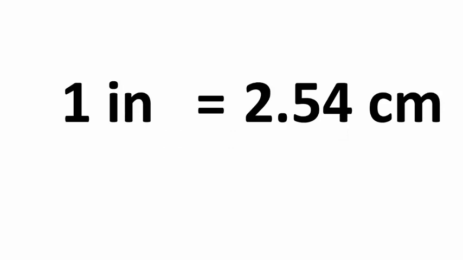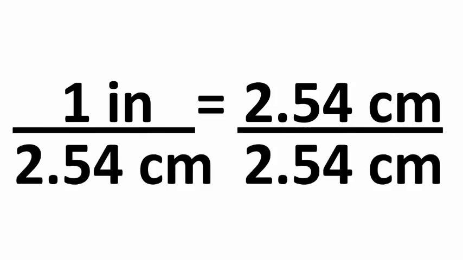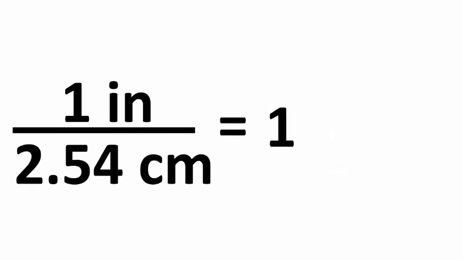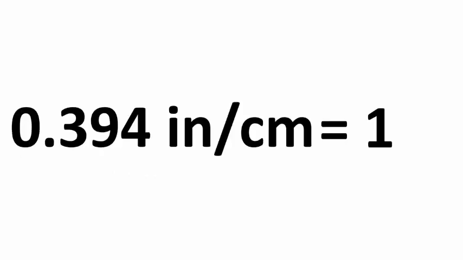Now, to create a conversion factor to go from centimeters to inches, we divide the conversion factor by the right-hand side of the equation. So if we divide both sides by 2.54 centimeters, we end up with 1 on the right side of the equation and 1 inch over 2.54 centimeters on the left side, or 0.394 inches per centimeter on the left side of the equation, which can now be used to convert a number from centimeters to inch. Let's put this into practice by converting 5 centimeters into inches.